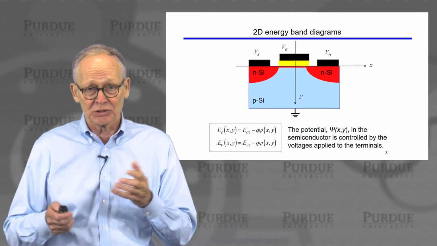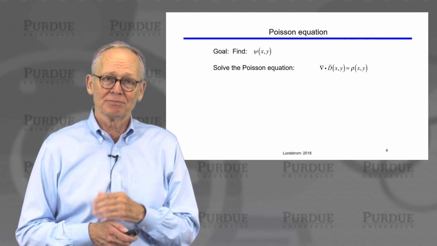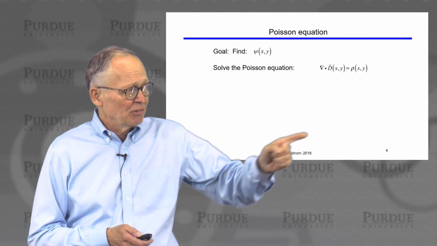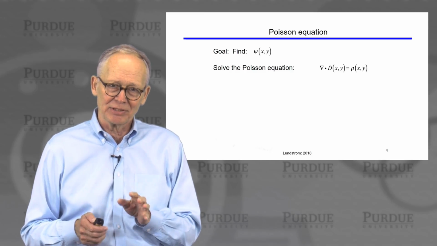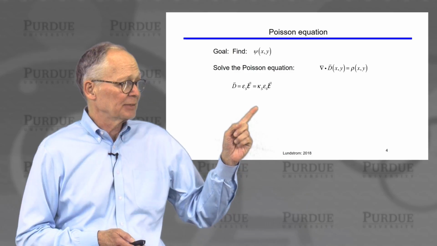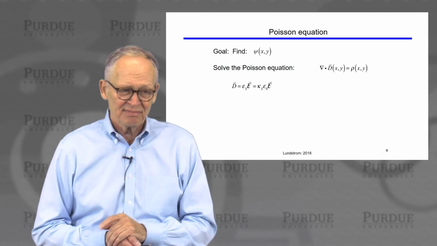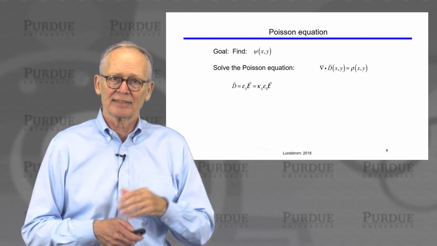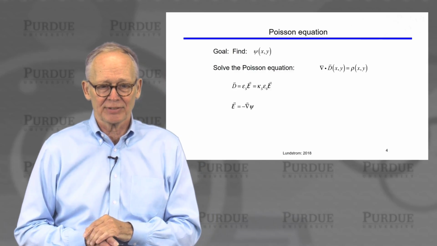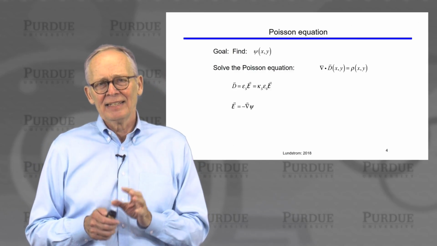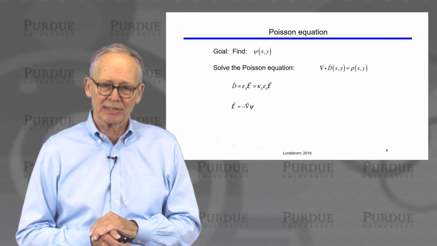And that's controlled by the voltages that we apply to the device. So solving for that potential really means solving the Poisson equation. One way to write the Poisson equation is divergence D is equal to rho, where remember D is the displacement field. The displacement field is the dielectric constant times the electric field. So we'll write it as the relative dielectric constant of the semiconductor times the permittivity of free space, epsilon naught, times the electric field. Now you may also remember that the definition of the electric field is minus the gradient of the electrostatic potential.